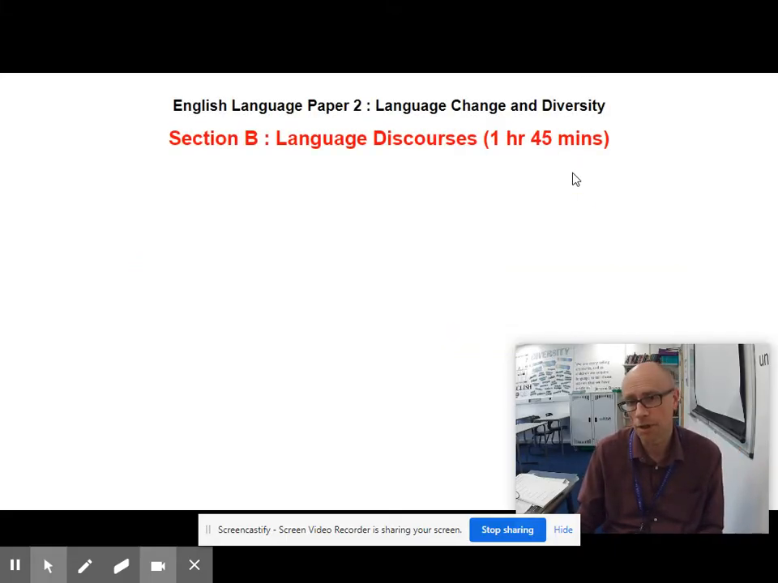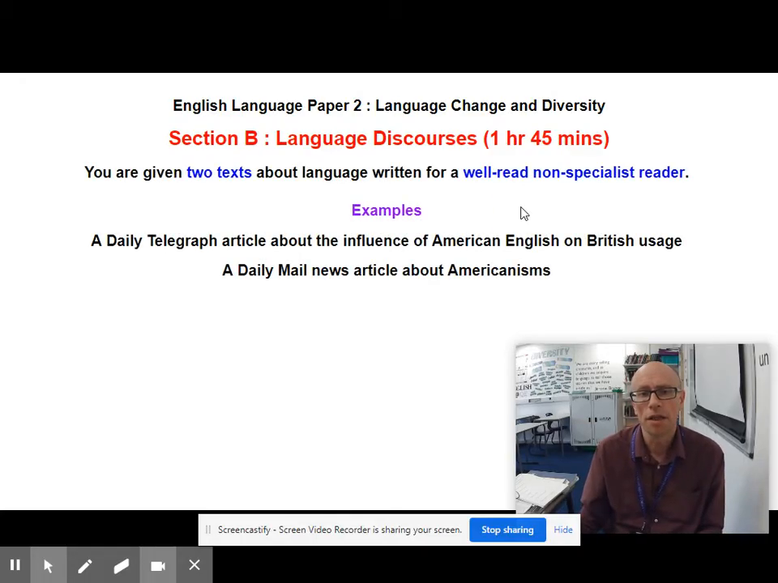Let's have a look at that question. In this whole section, time-wise, you'll be spending an hour and 45 minutes-ish answering the two questions. In the first question, you are given two texts. And the two texts are about one particular linguistic subject, and they're usually written for a well-read, non-specialist reader. So there are a couple of examples.